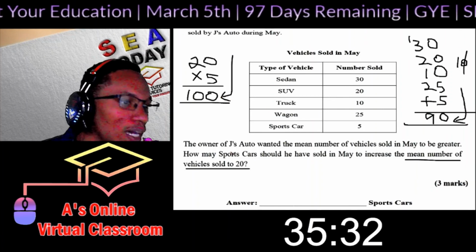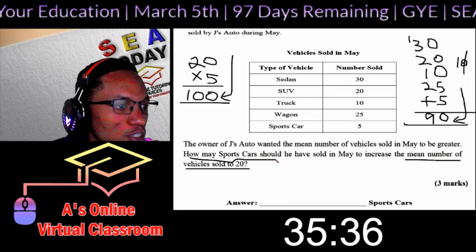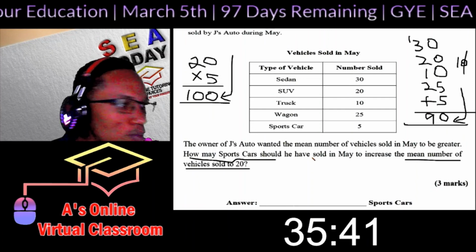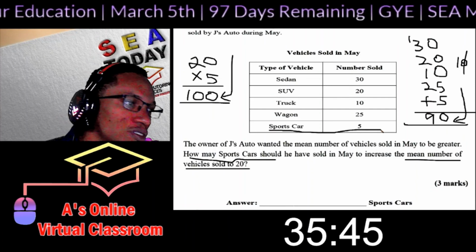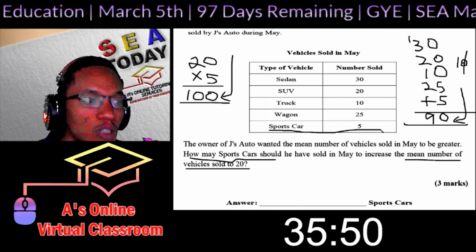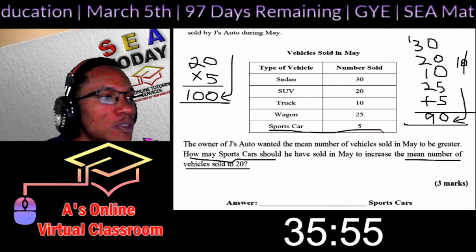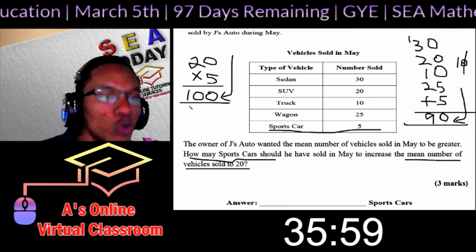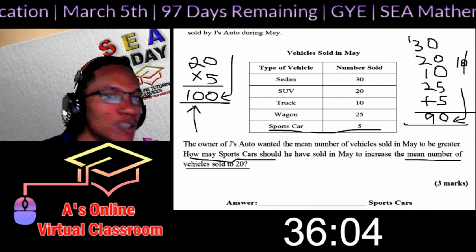So the question is asking how many sports cars should he sell in May to increase it. So right now the sports cars is at 5. But how many sports cars does he have to sell in total for the mean to go up to 20? So when they say the mean is 20, they mean the total cars sold is 100. Right? That's what they're saying there.